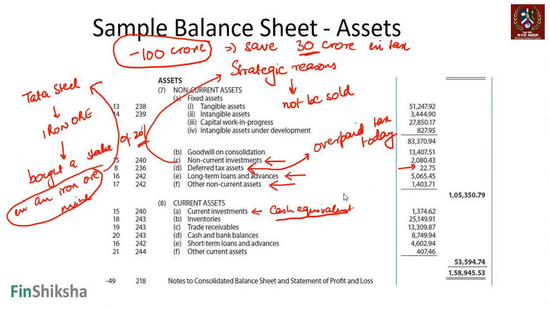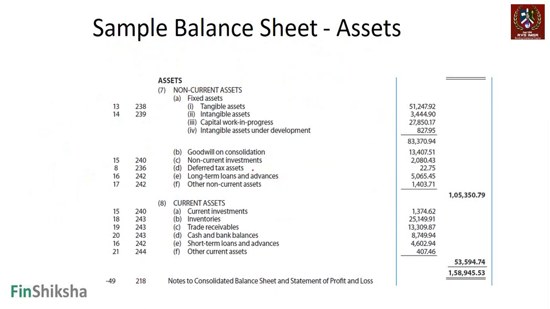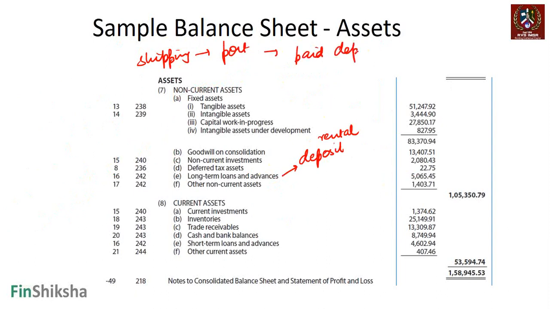Let's move ahead, talk about long-term loans and advances and other non-current assets. If you have given a long-term deposit, let's say, right? It could be a rental deposit. Let's say you are a shipping company, right? Which is using a port and you've paid deposits for 5 years, right? This is a long-term deposit. It's in a way a long-term advance that you have extended to someone.